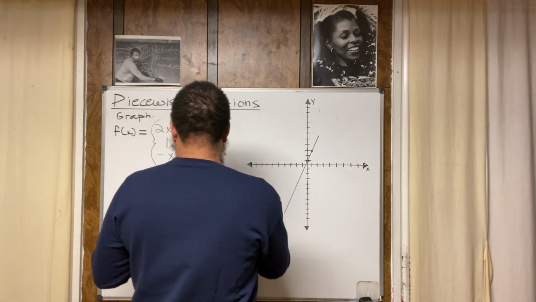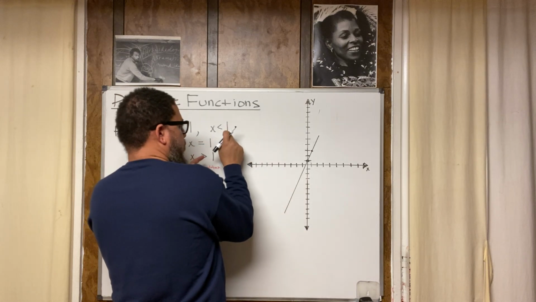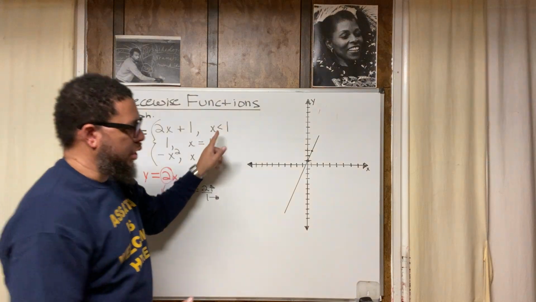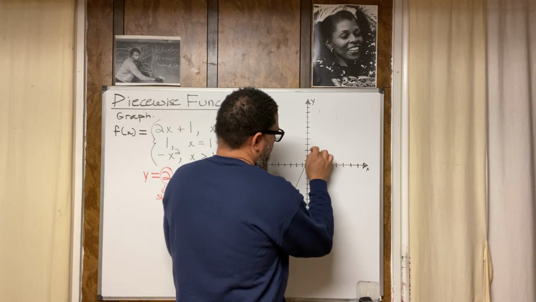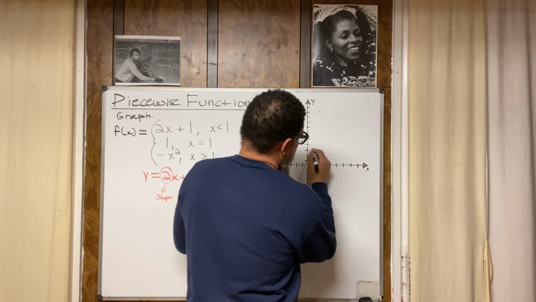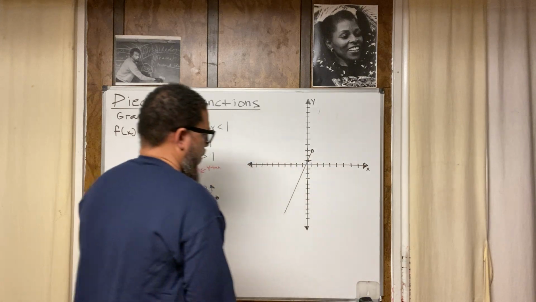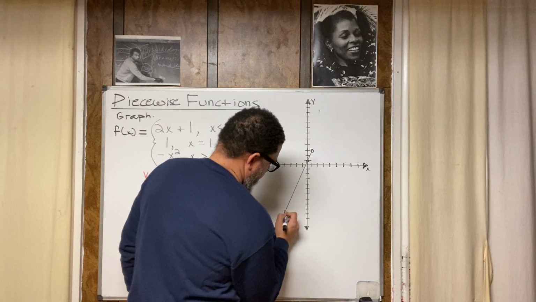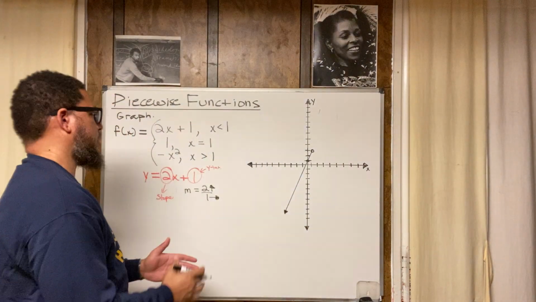So if my boundary point is positive 1, and I know that I only want the piece where the x values are less than 1, I find this, and I'm going to erase this point, and I'm going to put an open circle, and then we'll put an arrowhead at the end. All right, so now I got a piece.